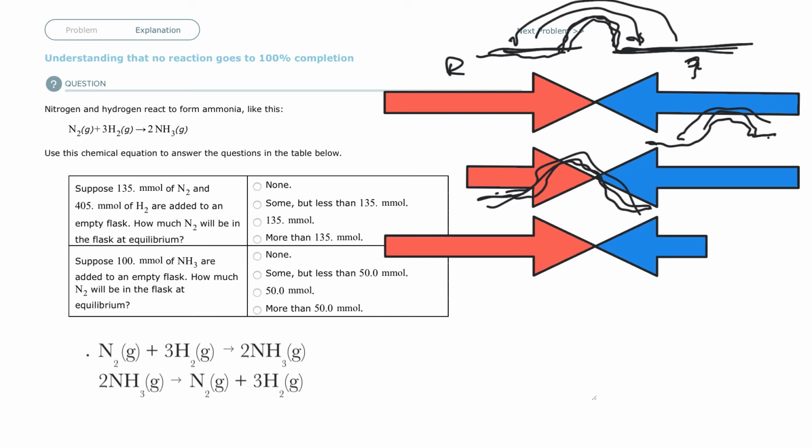135 millimoles would mean that none came back at you, so it can't be 135. It can't be more because you can't have more than you started with. It has to be some. It's number 2. It has to be some, but it's less than you started with because some of it's being made into this and some of it's coming back. So there will be some nitrogen, but not as much as you started with. The answer here would be some but less than 135 millimoles.